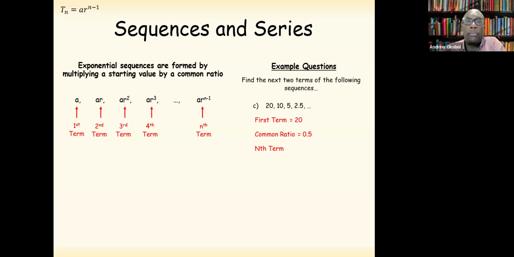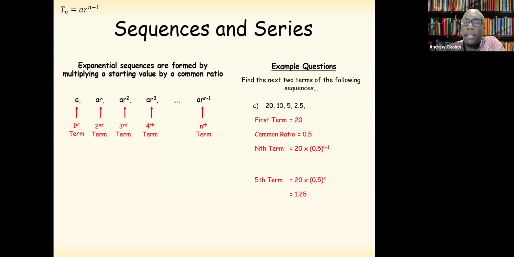And therefore, our formula is 20 times 0.5, and it's always to the power n minus 1. So once we know that, we know we have 4 terms here. So the first term is 20, the second term is 10, the third term is 5, and the fourth term is 2.5. So we need the 5th term and the 6th term in order to get the next 2 terms. So in this case, n will equal 5. So we're going to have 20 times 0.5 to the power 5 minus 1, which is 4. And once you calculate that, you get 1.25.